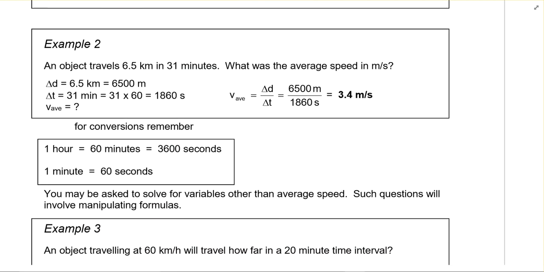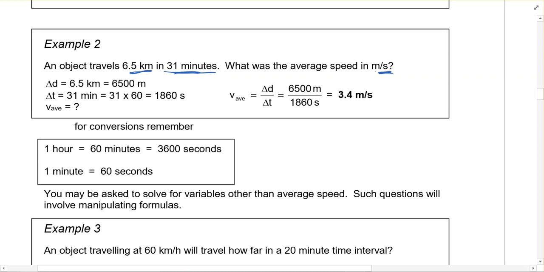Number 2, an object travels 6.5 kilometers in 31 minutes. So if I just did the same thing I did above, we'd have kilometers per minute. That's not a typical way we like to write it, right? So what we're going to do is change these things into meters per second, because that's usually what we like to do. It wouldn't be wrong to go kilometers an hour either. It's just different. What was the average speed in meters per second?